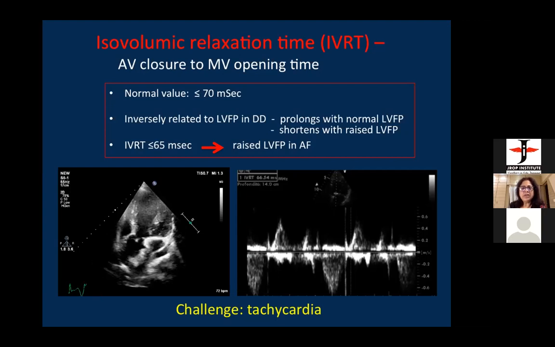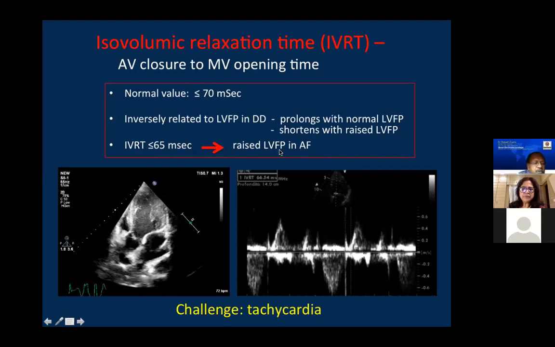Another scenario is atrial fibrillation. If the IVRT is less, say 65 milliseconds, especially in the scenario of AF, then it means it is not normal. Yes, it is raised LV filling pressure.